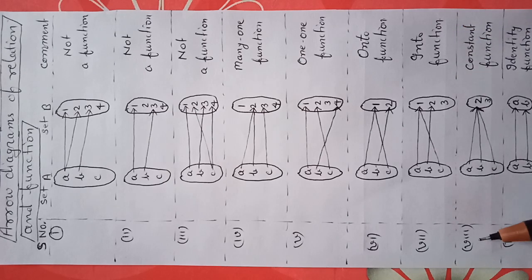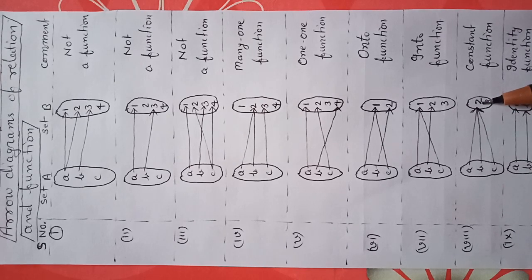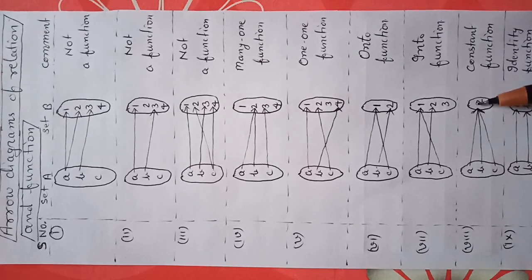Similarly, if we look at the example 8, we see that A is associated with 2, B is also associated with 2, and C is associated with 2. Here it is into function because the range is a subset of codomain. It is also many one function, and this particular function is called constant function.